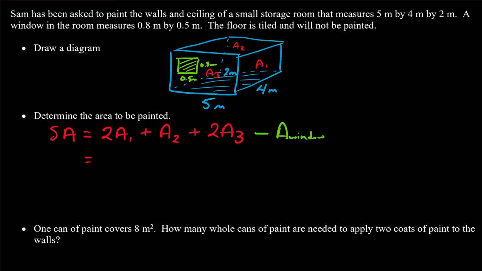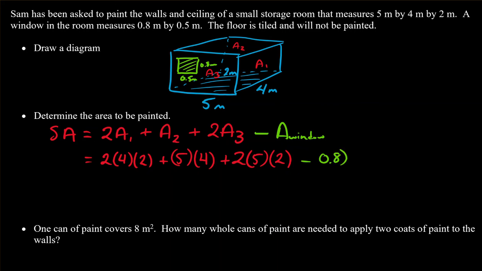Okay, what is area number 1? Area number 1 is 4 by 2. So 2, and it measures 4 by 2. What is area number 2? Area number 2 is the ceiling, and it measures 5 in length and 4 in depth. So 5 by 4 meters. Area number 3 is the front, so it's 5 by 2, and there's 2 of them. So 2, 5 by 2. And then we have to subtract the area of the window, and that's 0.8 by 0.5.